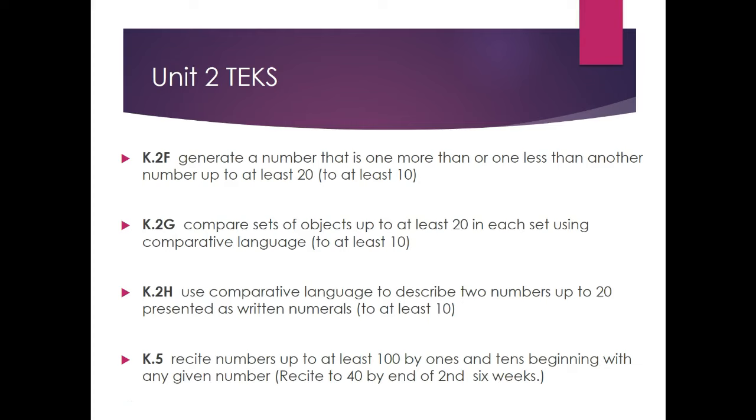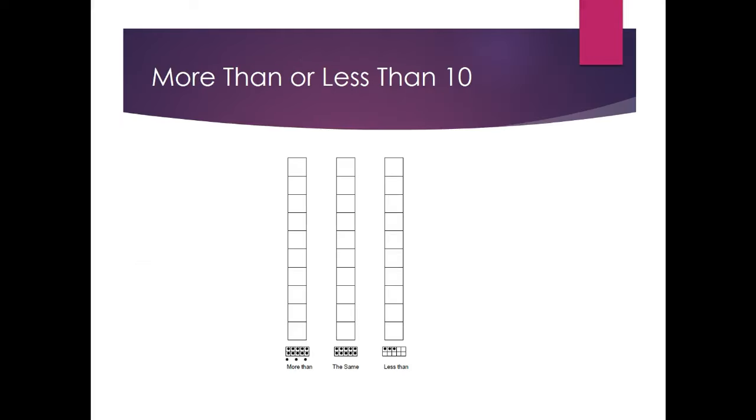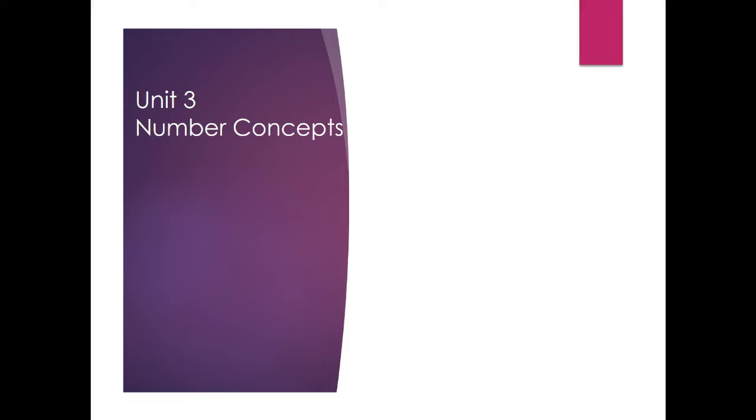So for Unit 2, these are the texts that you will be covering. Noticing we're generating numbers more than or less than 20, comparing sets up to at least 20, using that comparative language of more than and less than, as well as reciting only up to 40 for the second 6 weeks. When we talk about one more than or one less than, or just more than or less than, there is another activity available in Eduphoria. If you just click on the text, you'll find these activities.